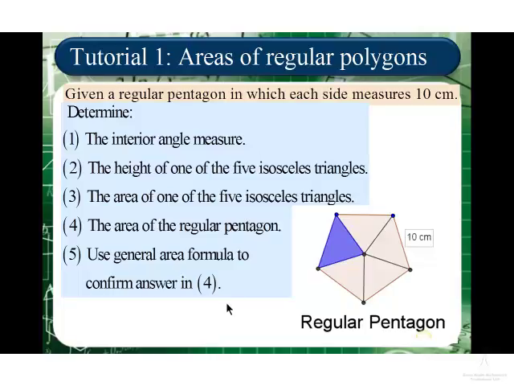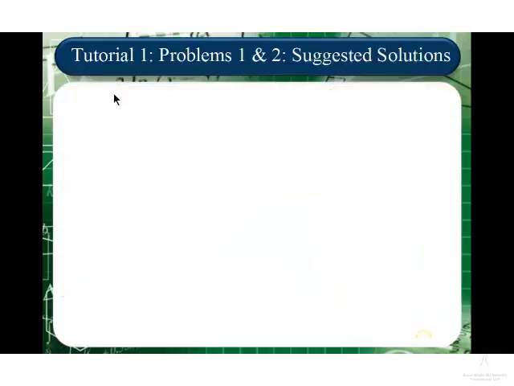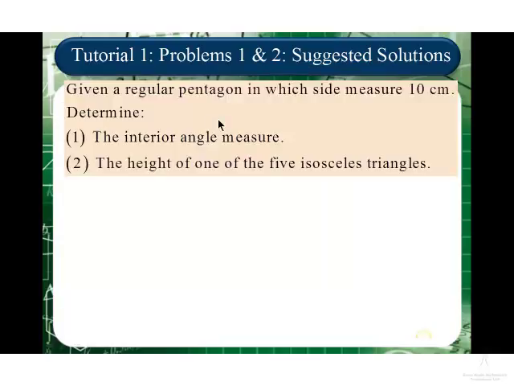At this point in time, I suggest that you pause the video, do tutorial 1, and then come back and view the solutions. Let us consider the solution for the first 2 parts of tutorial 1. Here we had to find the interior angle measure of a regular pentagon in which the side measure is 10 centimeters. We also had to find the height of one of the 5 identical isosceles triangles that makes up the area of such a regular pentagon.